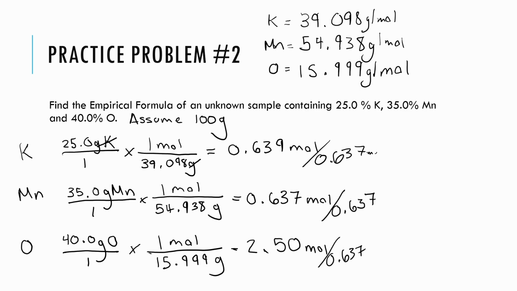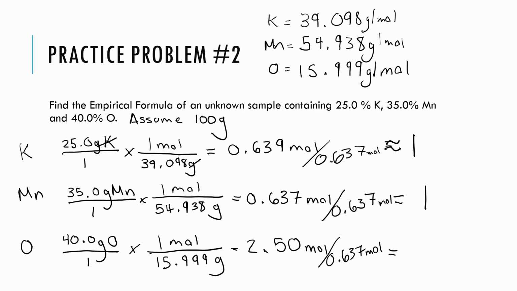And when we divide these, what we're doing is putting it in a ratio. We're putting it in terms of manganese being 1. That's why this works: everything is in relation to manganese being 1. Now, 0.639 divided by 0.637 is about 1.003. However, we are just going to say that this is roughly equal to 1. It's very close to 1.